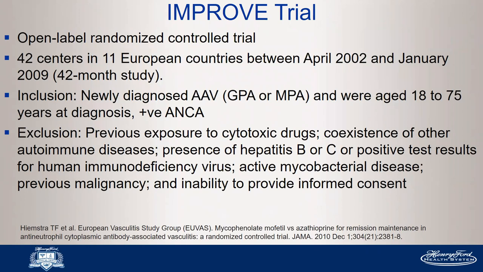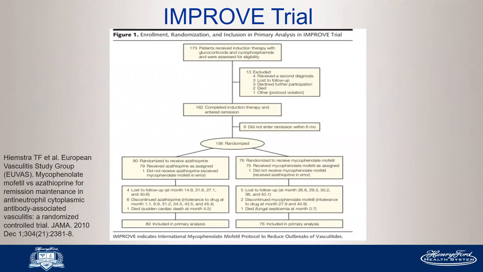Essentially their inclusion criteria was any newly diagnosed ANCA-associated vasculitis. And for exclusion criteria, any previous exposure to any of the cytotoxic drugs was excluded. Any presence of other autoimmune diseases was excluded as well. And similar to the other study, patients were randomized to either the azathioprine group or the MMF group, and all of them were included in the primary analysis.